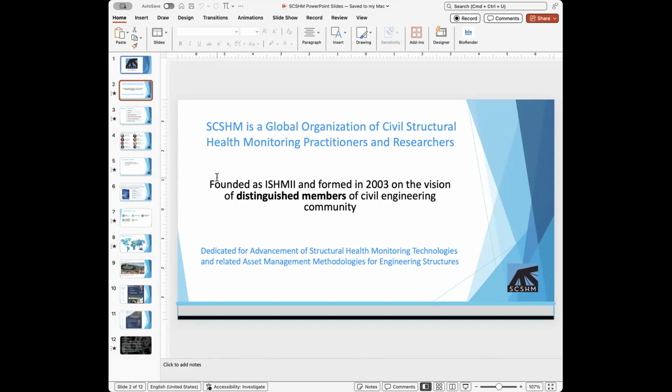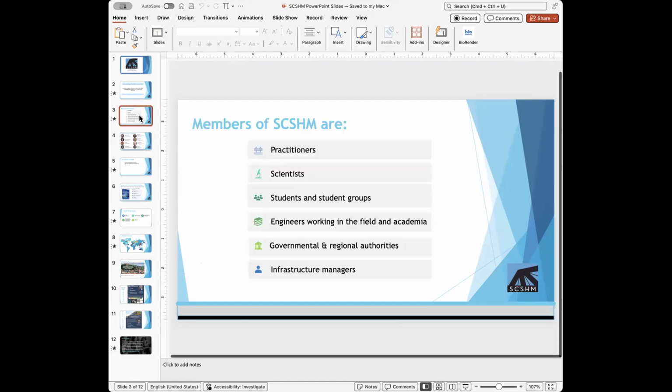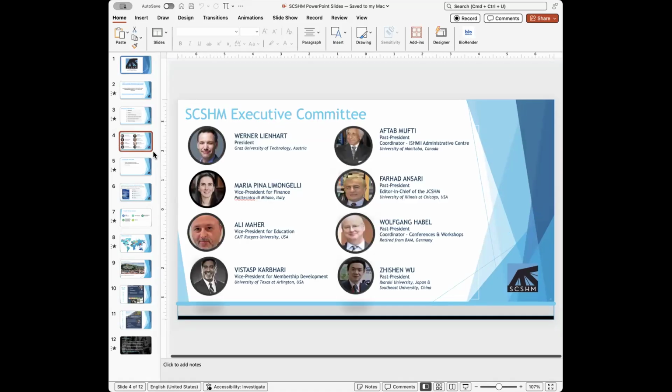CSHM is a global organization of civil structural health monitoring practitioners and researchers. Members include practitioners, scientists, students, academics, engineers working in the field, government and regional authorities, and infrastructure managers. The board includes members from academia, from professional organizations, and industry. These are the current executive committee members for SCSHM.